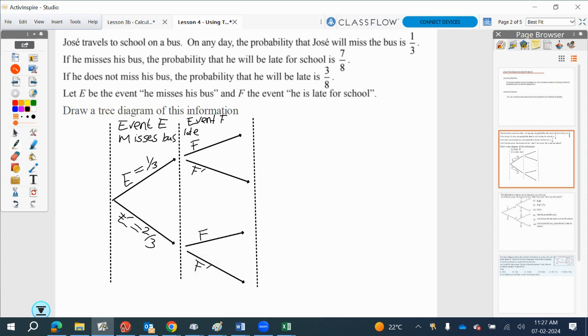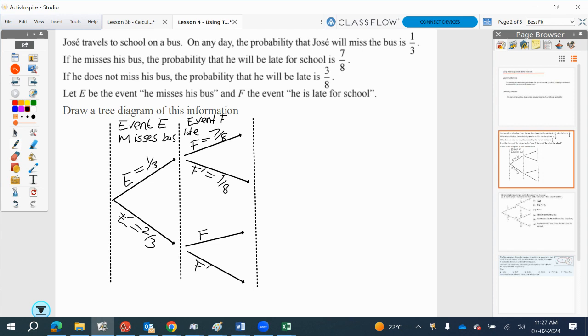Now these two second sets of branches are conditional on what happened in the first event. Because he's more likely to be late for school if he misses the bus. He can still get there. So we get more information. If he misses the bus, the probability that he's late for school is 7/8. That's this one, 7/8. So what's the probability here going to be? 1/8. Always the complement.